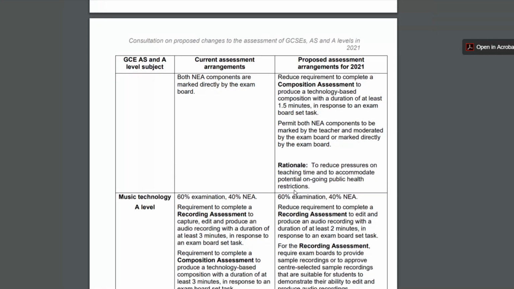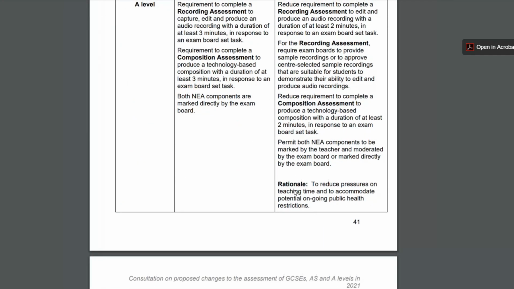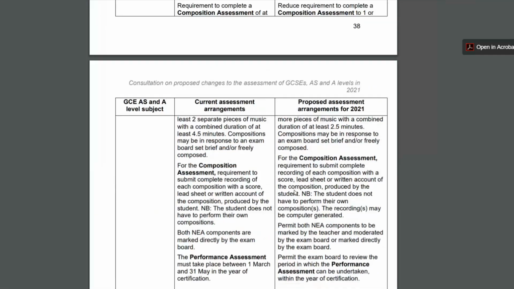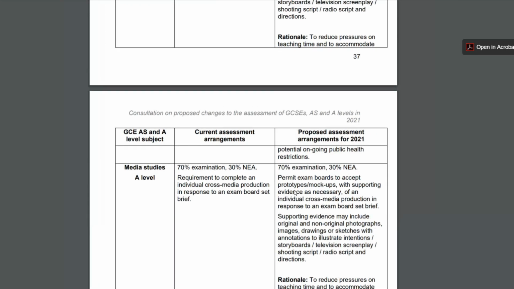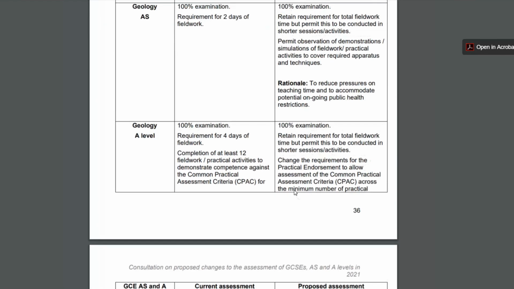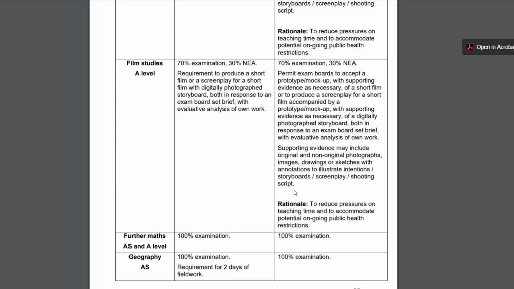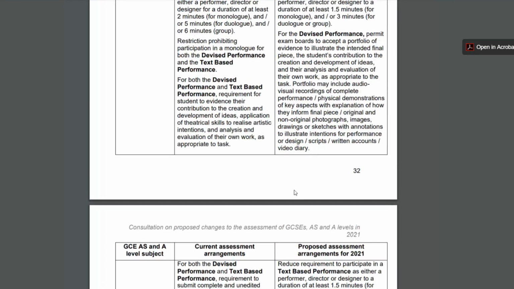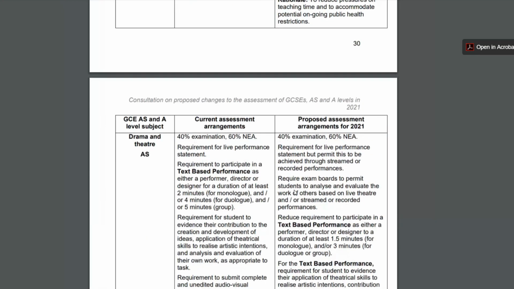So thanks for listening to me go through each of the subjects. As you can see, there's actually not that much change when it comes to these exams. Most of them stay exactly how they are. There's a bit of alteration with the creative subjects, which is unsurprising, and they really look suitable, but they're quite detailed, so come and take a look.